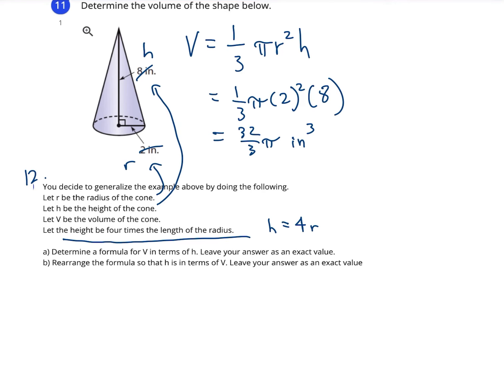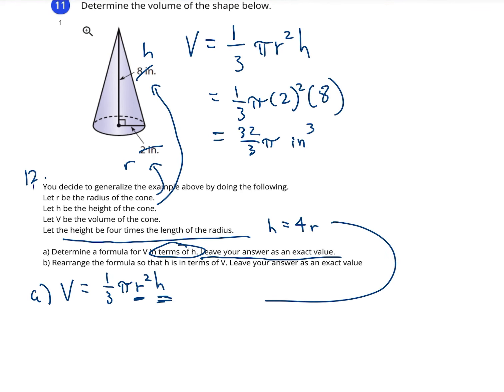Then it says A, determine a formula for V in terms of H, leave your answer as an exact value. Okay, so the volume V is equal to 1/3 pi r squared h. That means that right now we have V in terms of r and h, we just need h in there. So we need to have r in terms of h. We almost have it, but we just need to get r by itself. So that would be divide 4 on both sides. We can say r is equal to h over 4.